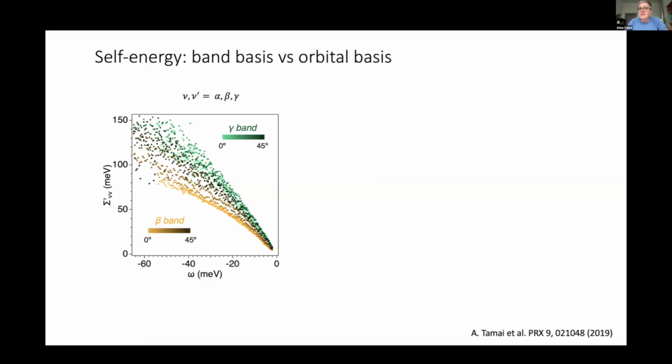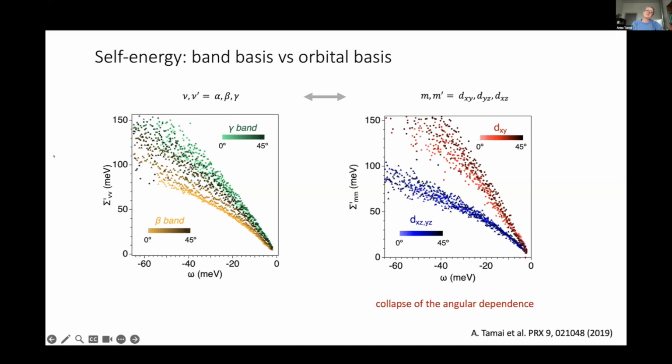However, you should consider that a consequence of spin-orbit coupling is to produce a strong orbital mixing along the Fermi surface. If you look at the problem, instead of in the band basis, alpha, beta, gamma Fermi sheets, in the orbital basis, so whether these states have either dxy, dyz, or dxz orbital character, you see that this complicated picture immediately collapses into two well-defined self-energies, one for the dxy and one for the out-of-plane dxz, dyz orbitals.